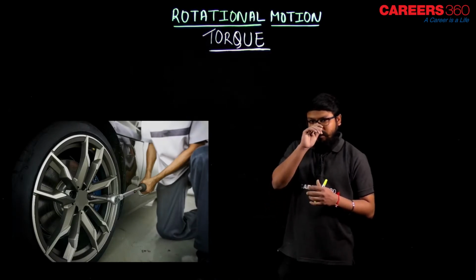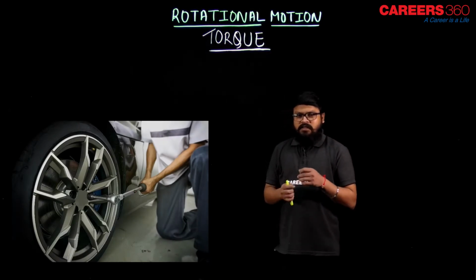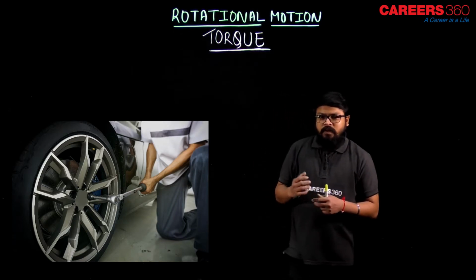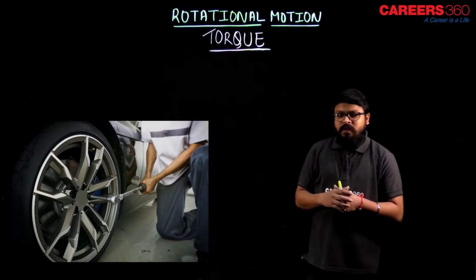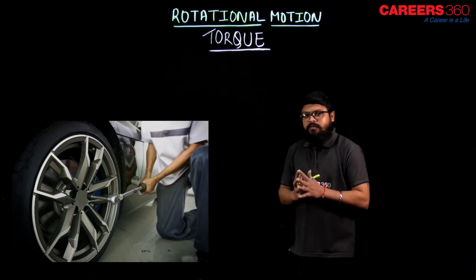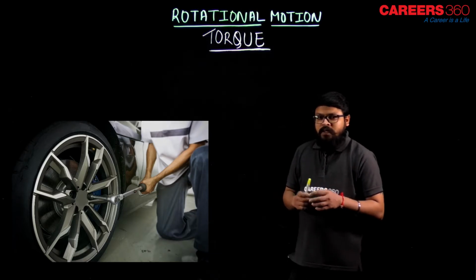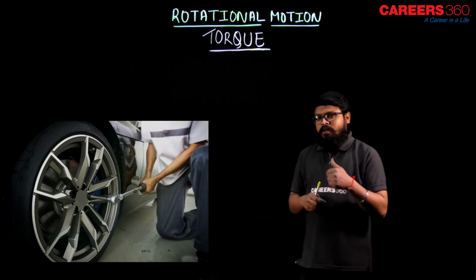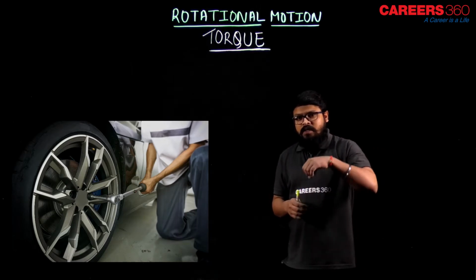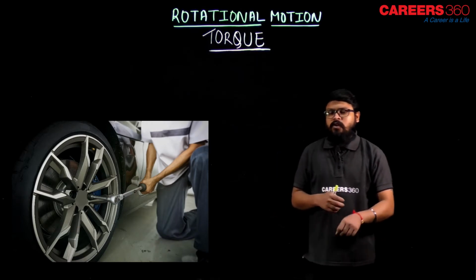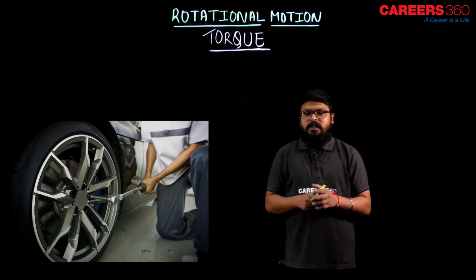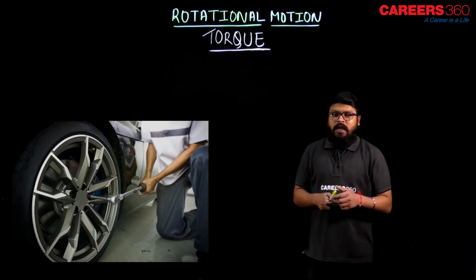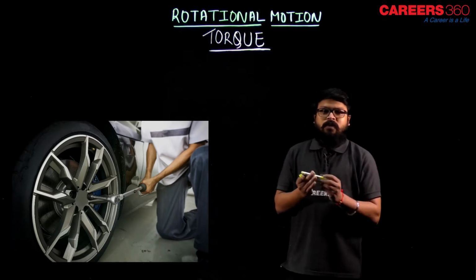Now, as you can see over here, the mechanic is using a wrench to loosen the screws, right? So, what is he trying to do over here? As you can see, the wrench is fixed on the head of the screw, and he applies either downward force or upward force, either to tighten it or to loosen it.